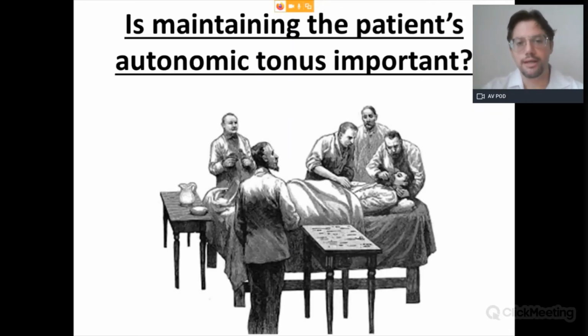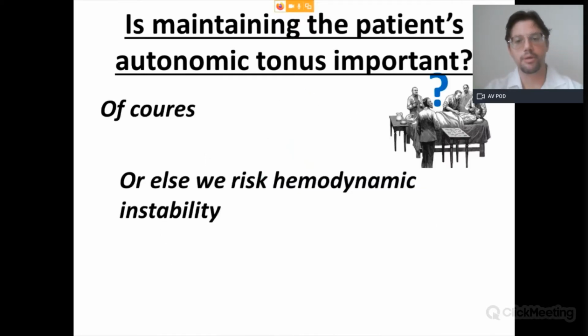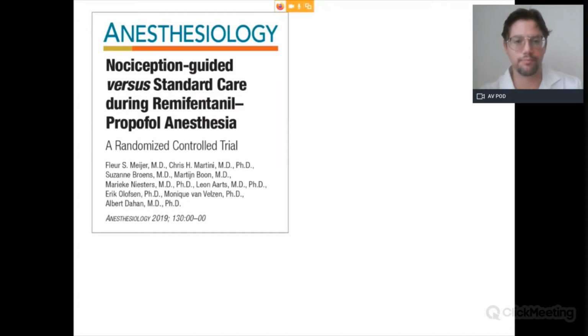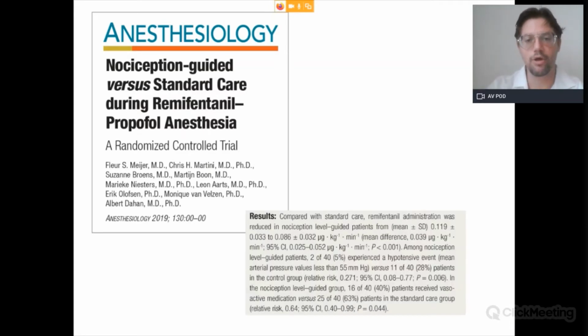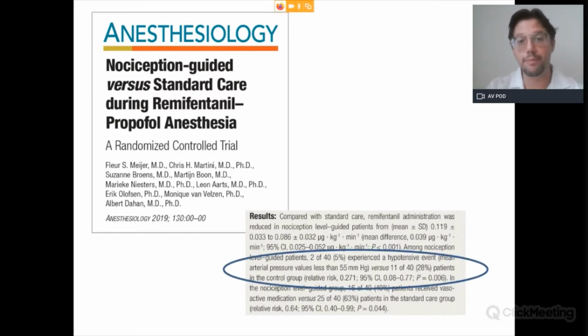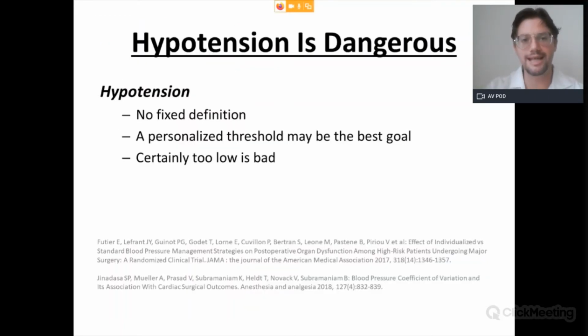And is measuring this autonomic tonus important? Well, of course it is, because if we don't measure it, and if we don't maintain a stable tonus and a stable response to nociception, we risk hemodynamic instability. Now, no article shows this more clearly than the Meyer study published last year in Anesthesiology, where they showed clearly that the NOL leads to a decrease in remifentanil, but also a decrease in hypotension, which in my perspective is very interesting. Why? Because hypotension is dangerous.